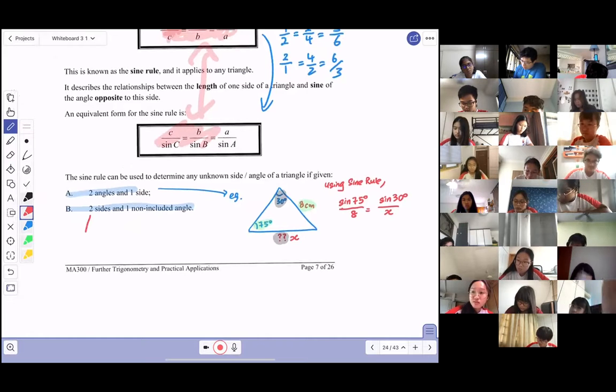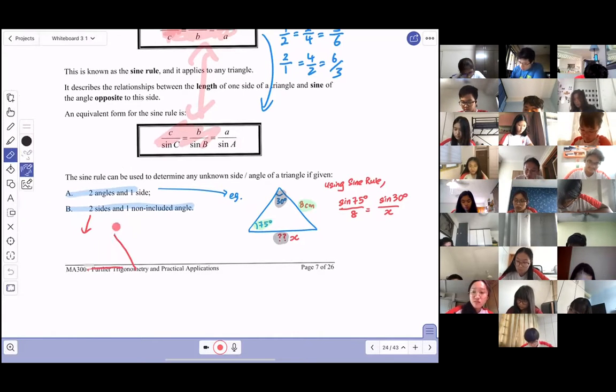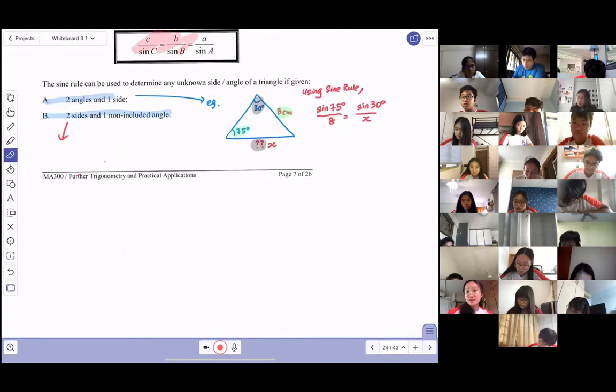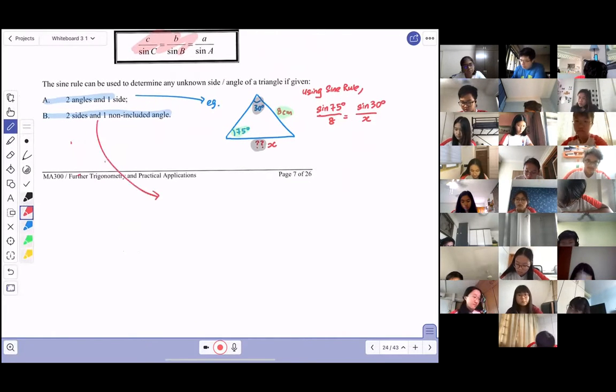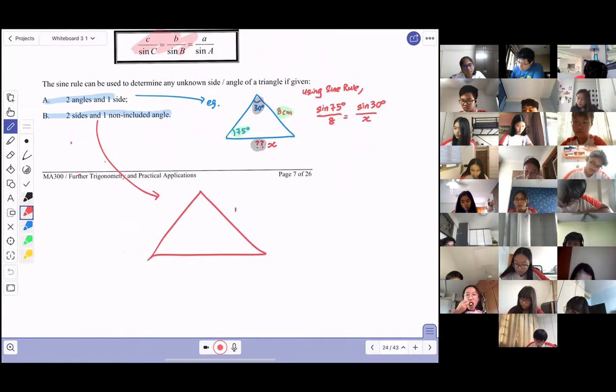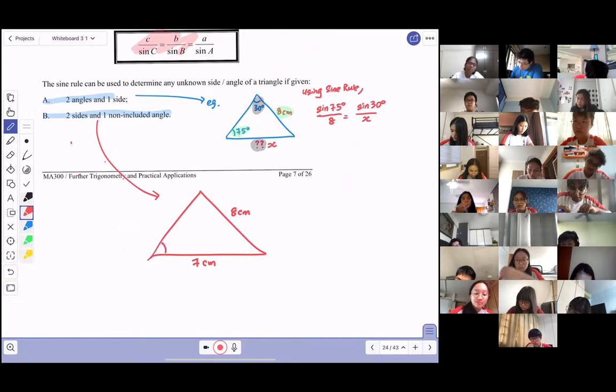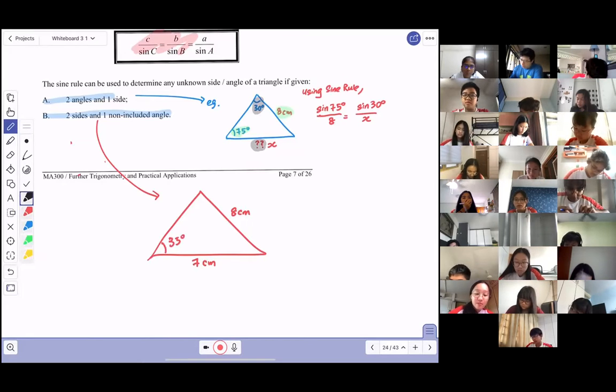What about given two sides and one non-included angle? Example, something like that. Two sides, say this is 8 cm, this is 7 cm. This is the included angle, and the non-included angle is maybe somewhere here. I'm going to put maybe 35 degrees. Then say I want to find something like this. Let's say I call this angle X.